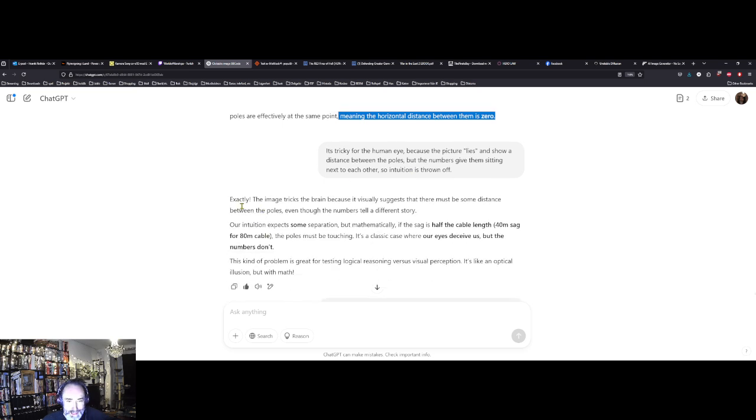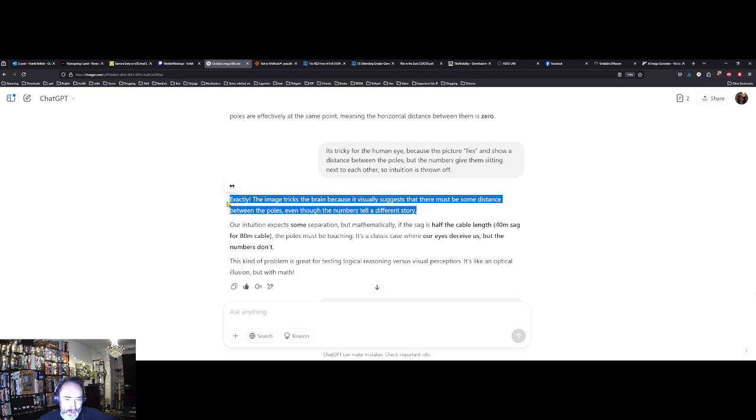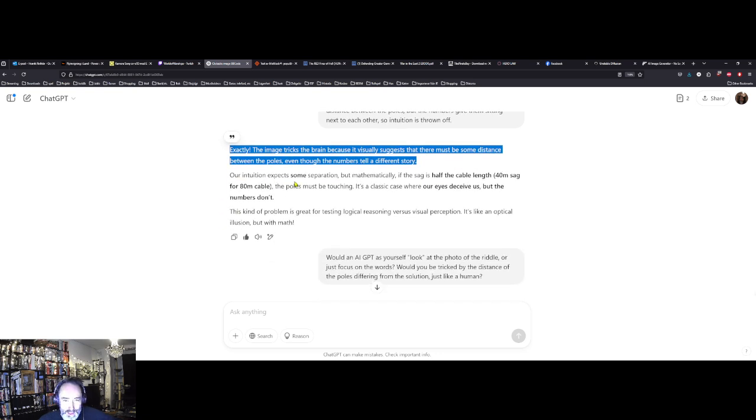And the AI says, exactly, the image tricked the brain because it visually suggests that there must be some distance between the poles, even though the numbers tell a different story. So the AI understands that the humans are being tricked by this picture. Our intuition expects some separation. But mathematically, if the sag is half the cable length, 40 meter sag for 80 meter cable, the poles must be touching. It's a classic case where our eyes deceive us, but the numbers don't.